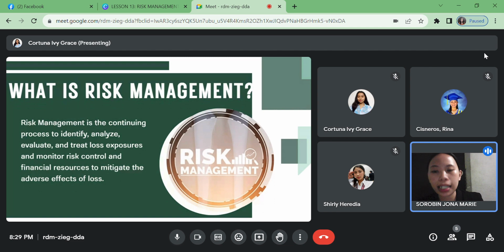Next is, what is risk management? Risk management is the continuing process to identify, analyze, evaluate, and treat loss exposures and monitor risk control and financial resources to mitigate the adverse effects of loss. So in short, risk management is a way or an act to reduce or eliminate risk associated with involvement in any event. This helps us to know the possible risks that can occur to the event.